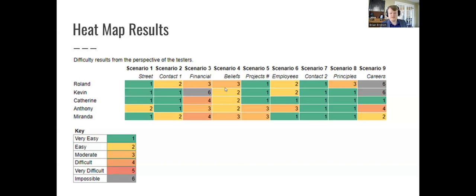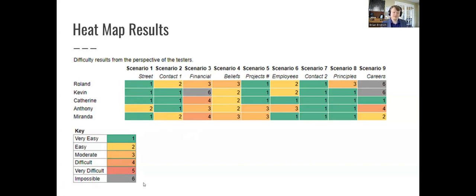Thank you so much, John. I'm going to start getting into some of the results here in more detail. Here you can see the heat map results, with 1 being very easy, 2 being easy, 3 moderate, 4 difficult, 5 very difficult. We ended up going with 6 being impossible. They couldn't achieve it whatsoever.